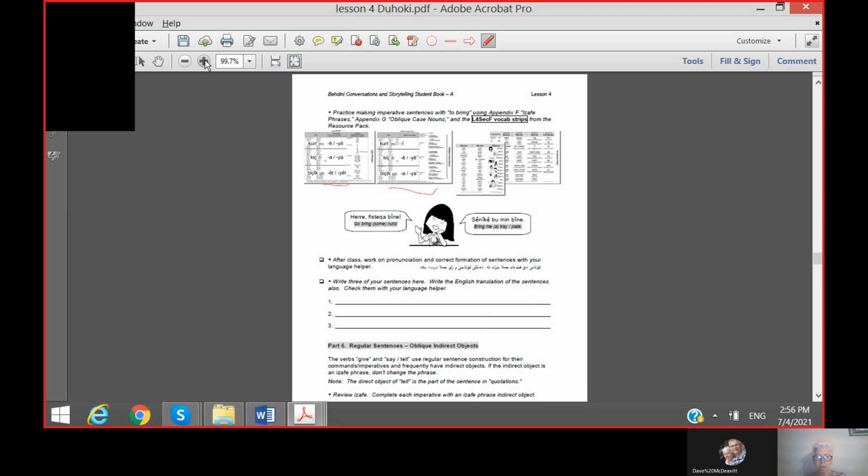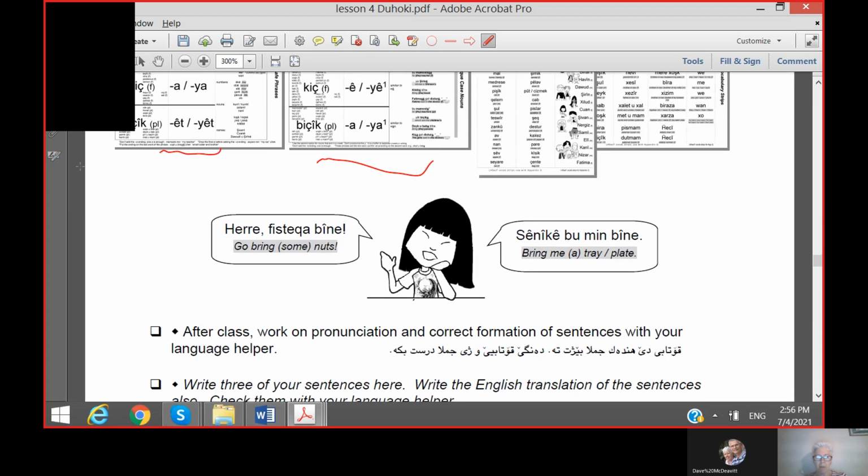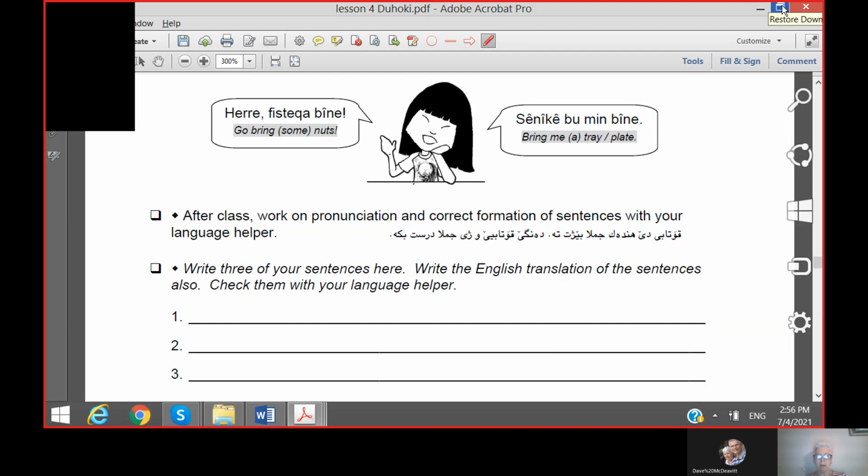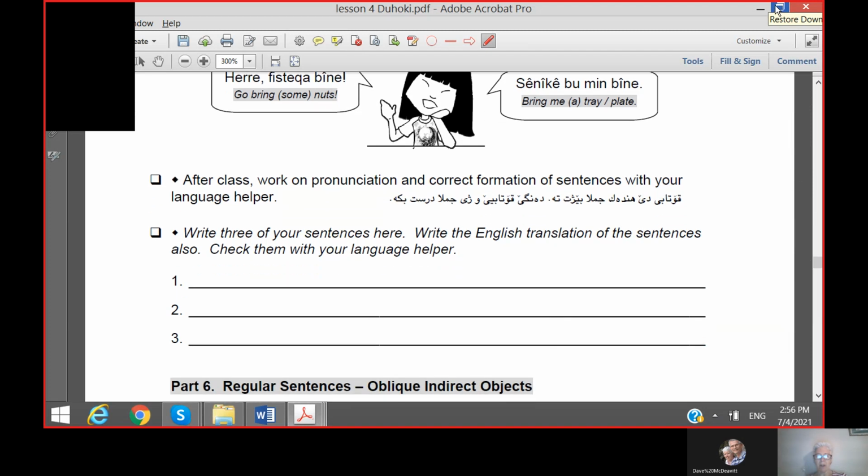For example, Fistaqa bina. There's your verb. Fistaq is nuts. Seinike bumin bina. Bring me a tray. Bring me a plate. After class, work on your pronunciation and correct formation of sentences with your language helper. Write 3 of your sentences here. Write the English translations so you know what they are.